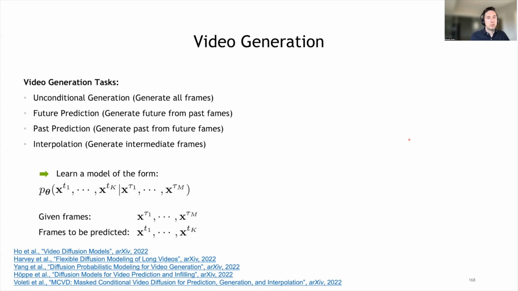So all these generation tasks can basically fall under one modeling framework. In all cases, we basically want to learn a model of the form p_theta of x_t1 to x_tk given x_tau1 to x_tau_m. Those t's and tau's denote the times for the frames that we want to generate and for the frames that we condition on. So for future prediction, these taus will all be smaller than the t's. For unconditional generation, we wouldn't have any taus, and so on and so forth.